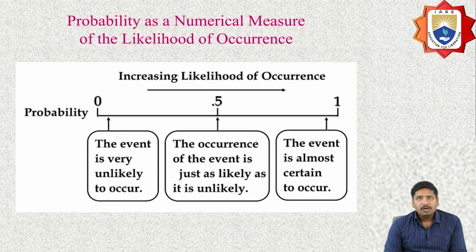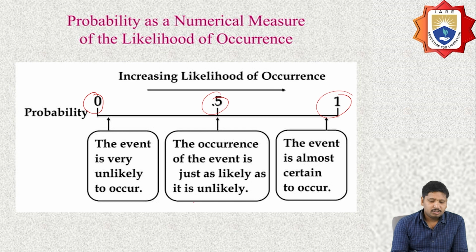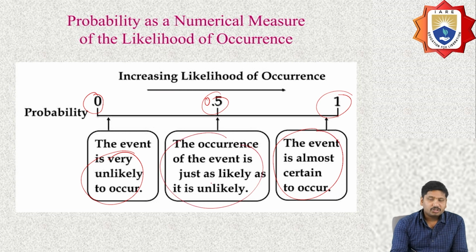Normally, probability is a numerical measure of the likelihood of occurrence, and it lies between 0 and 1. If it is 0, the event is unlikely to occur. If it is 0.5, the occurrence of the event is just as likely as it is unlikely. And the event is almost certain to occur if it is 1. These are the possible cases based on probability values.